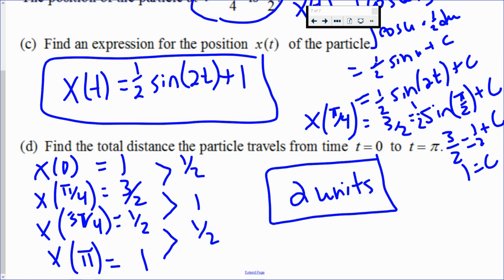However, notice if you didn't think about where we were changing direction and we just looked at the endpoints of the interval given, it looks like we didn't travel any distance at all, right? Because both of those are at position 1. So again, we have to take into account where a particle would change direction in order to find total distance traveled.